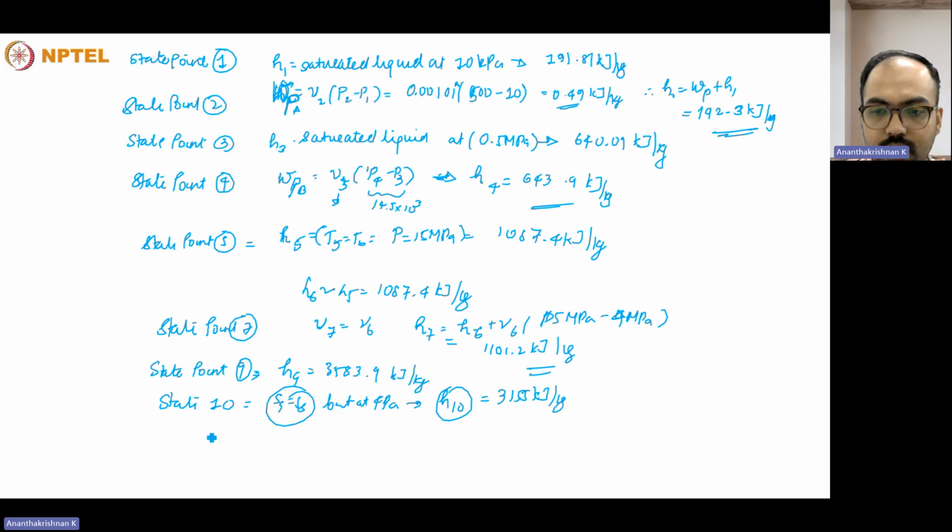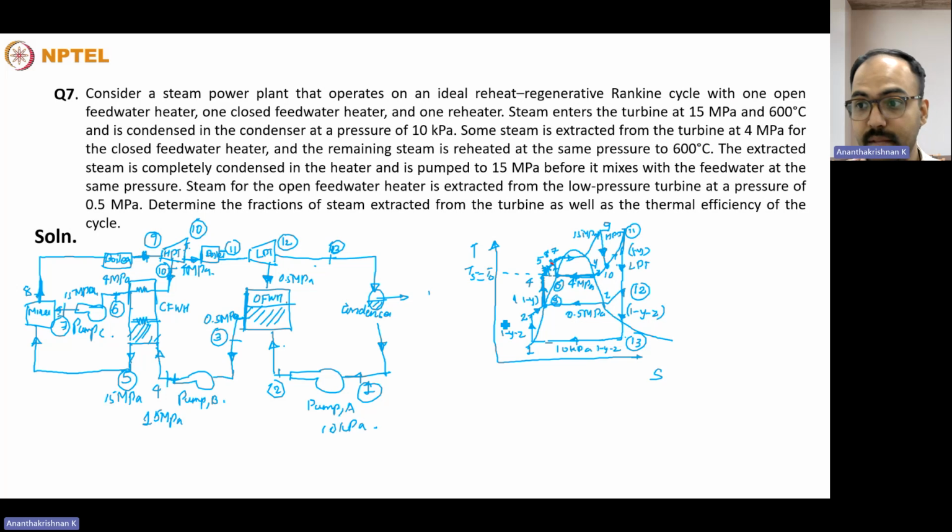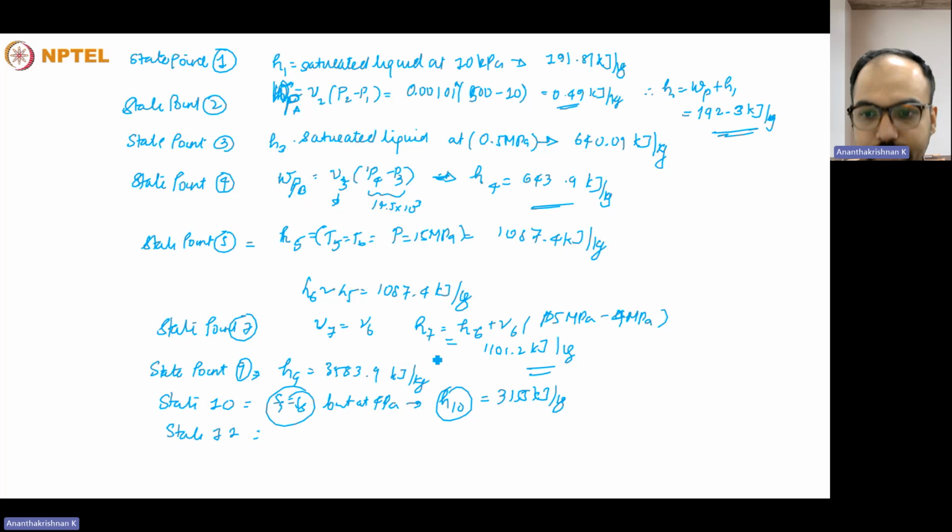Similarly, H11 will be at 4 megapascal and 600 degrees Celsius. Looking into the steam table at 4 megapascal and 600 degrees Celsius, I will get the enthalpy H11 equal to 3674.9.